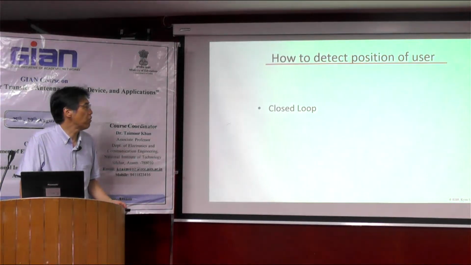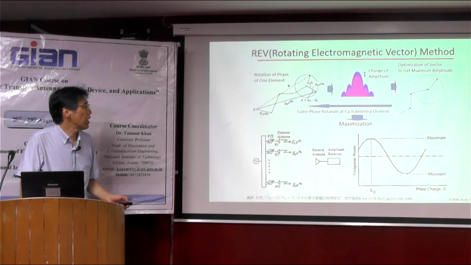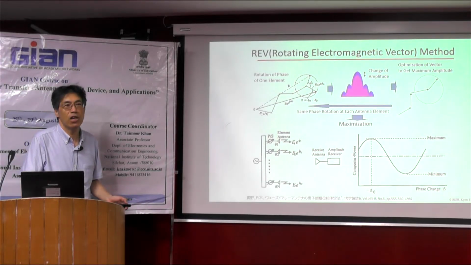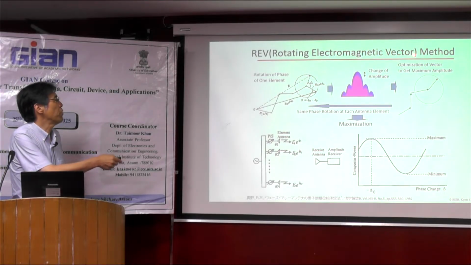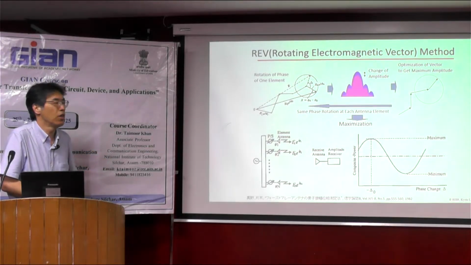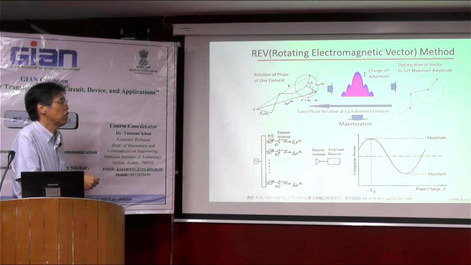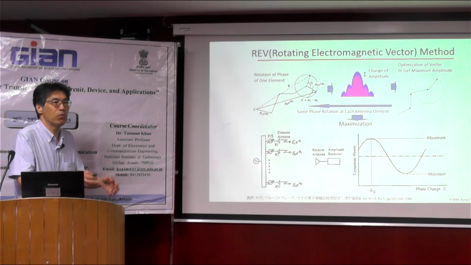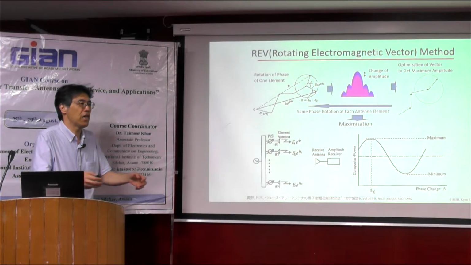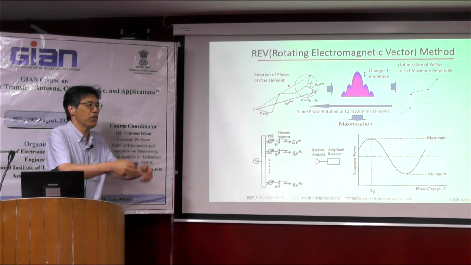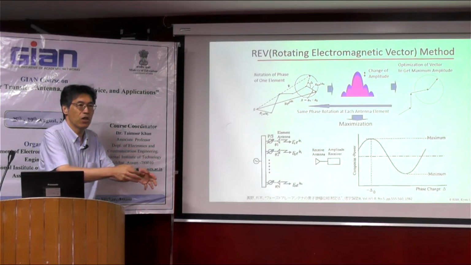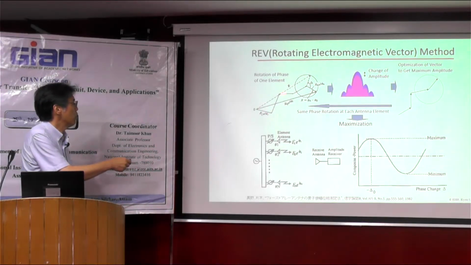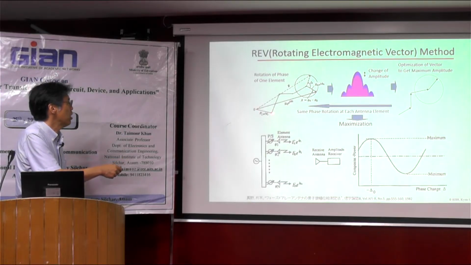And next, I would like to introduce a closed loop. This is a very, very famous Japanese technology named the rotating electromagnetic vector method, named the REV method. Originally, as I mentioned, we control the phase of the phased array antenna, and after transmitting, all the radio waves are merged into one. And we can explain it with the help of this merge of the vectors.